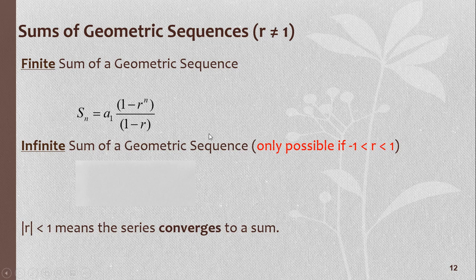And you can use your calculators to help you with this, but it's a little bit tricky. But it would be something like this, a sub 1 over 1 minus r. So if the absolute value of r is less than 1, it's going to converge to a sum. Even though it's an infinite series, an infinite sequence, it's going to converge to a sum.